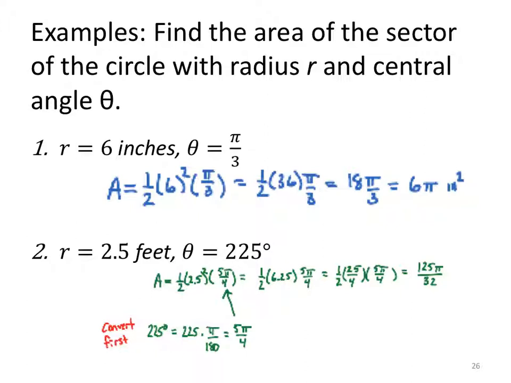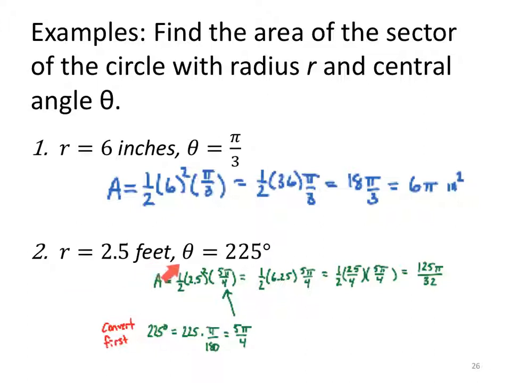So if I want to find the area of the sector of the circle with radius r and central angle theta, where r equals 6 inches and theta is pi over 3, my area is 1/2 r squared times theta. So I'll square r and get 36. And now I'll multiply. Half of 36 is 18. 18 pi over 3 gives me 6 pi square inches. Exact answer. I don't care what that decimal is.